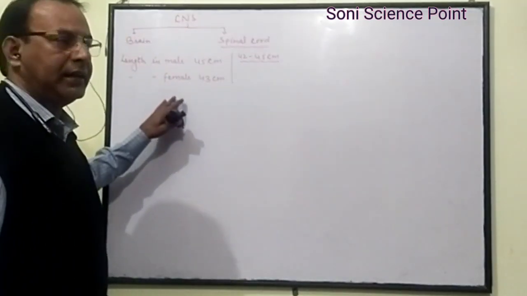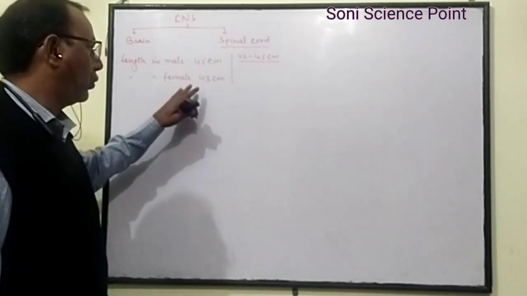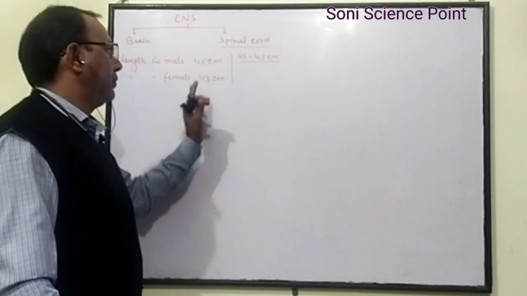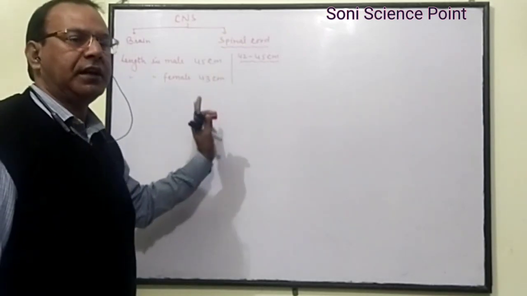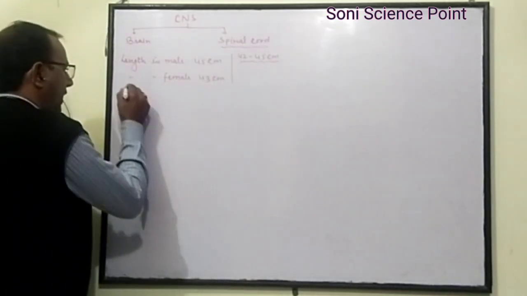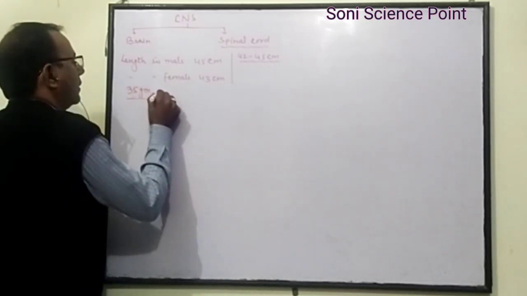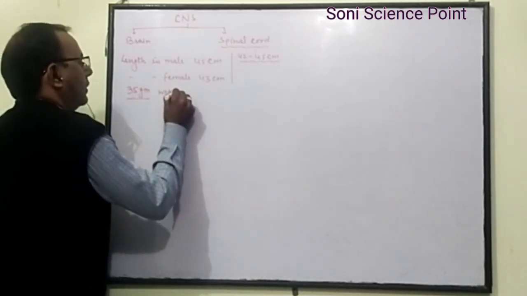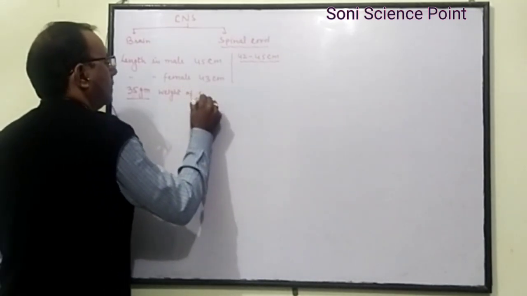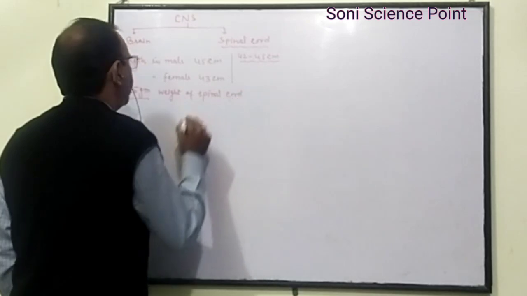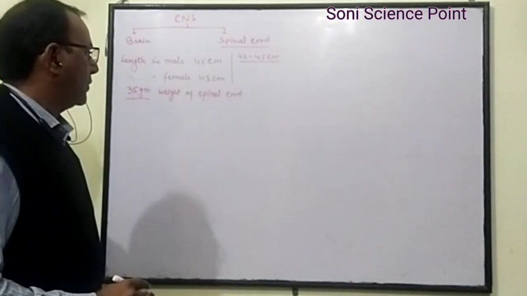Although in the female the spinal cord is slightly shorter, the weight of the spinal cord is nearly equal in male and female, that is nearly 35 gram. The weight of the spinal cord in male and female is 35 gram.